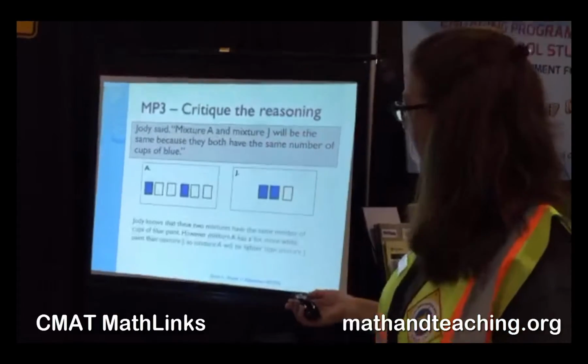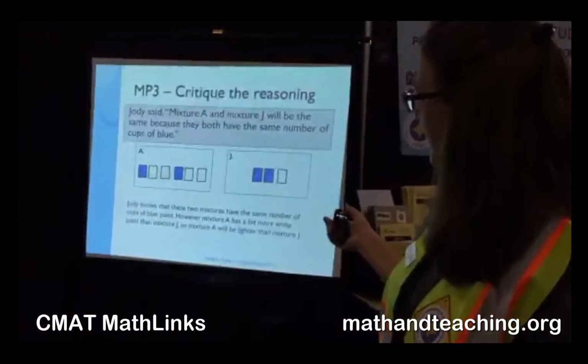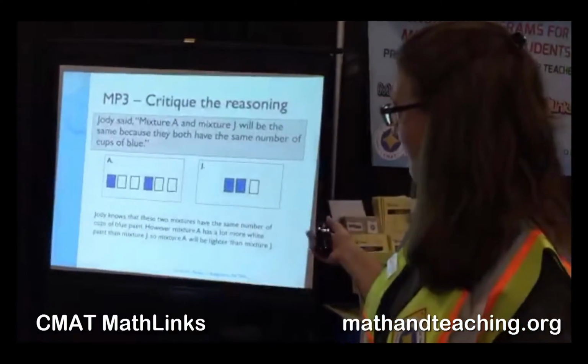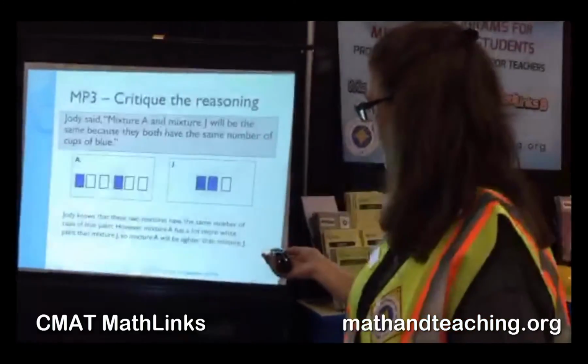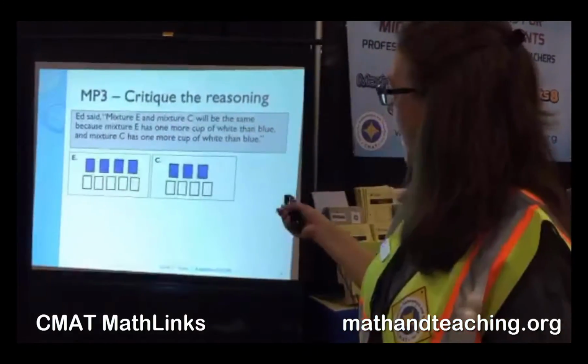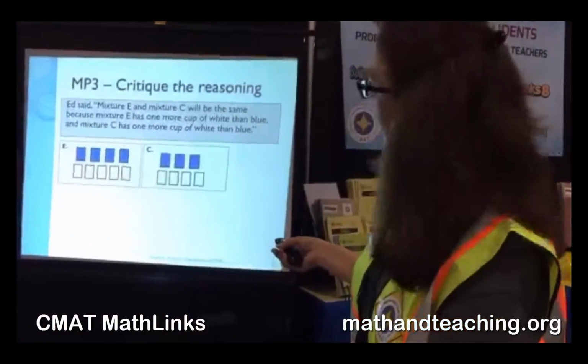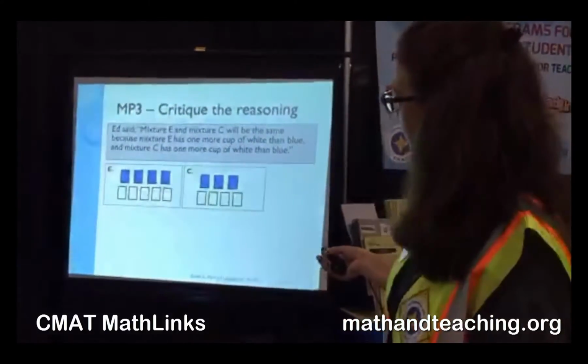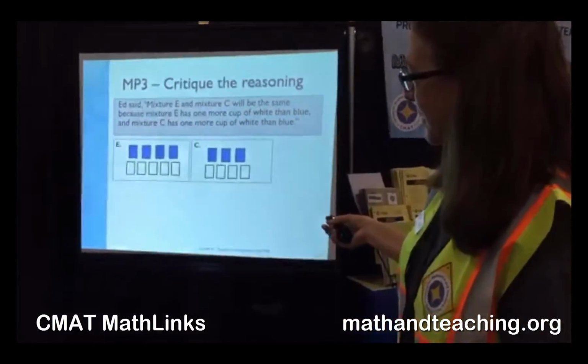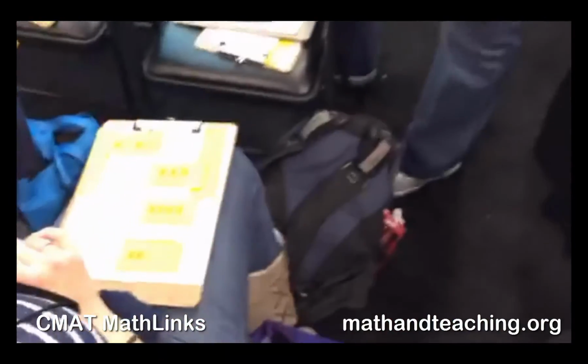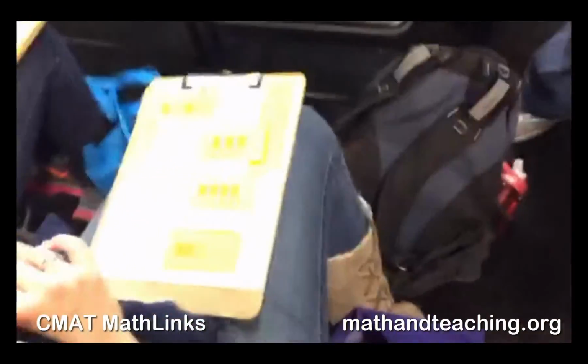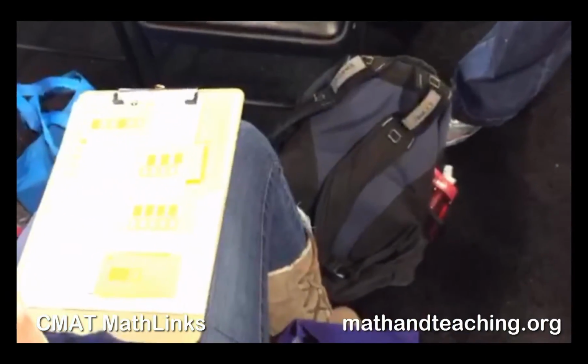Yeah. So Jody knows that the two mixtures have the same number of blue. However, the mixture has a lot more white, as you said. So Ed says mixture E and mixture C, so your two middle ones, will be the same because mixture E has one more cup of white than blue and mixture C has one more cup of white than blue. What would you say to Ed?